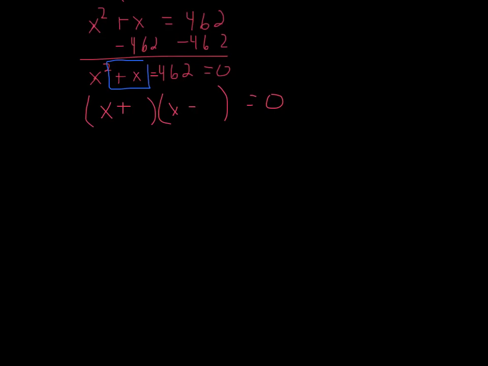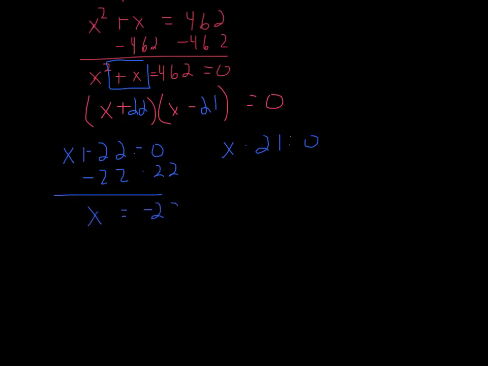So the two numbers I'm going to use are 22 and 21, and I want the positive one to be 22 because I want that to be bigger. So you end up with x plus 22 equals 0, x minus 21 equals 0. So we subtract 22, x equals negative 22. We add 21, x equals 21.